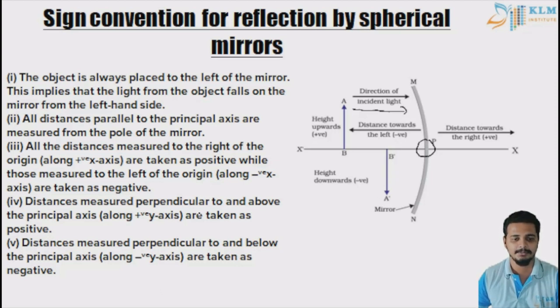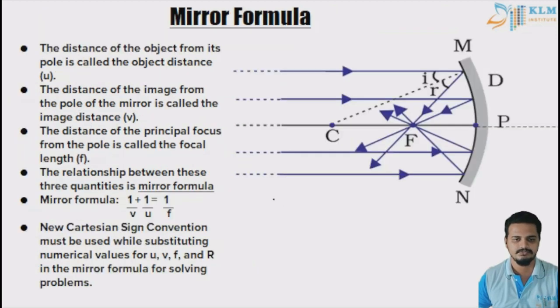Distances measured perpendicular to and above the principal axis, that is perpendicular to this axis, whatever the distances measured above the axis are positive, and below the axis, if any measurements are taken, they are negative. This is the image, you guys. This is the object. There are two important formulas.